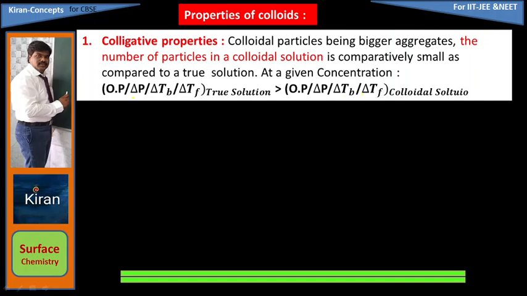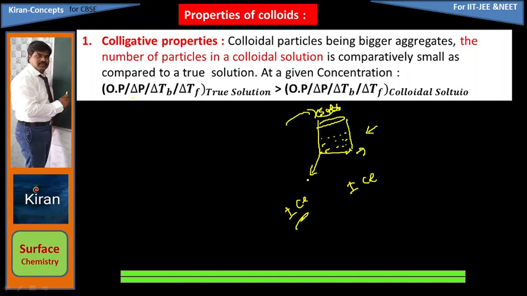Like that, the freezing point also decreases when you add NaCl. You know this general example very well. Water becomes cool, and after freezing you will get ice. When you add a little bit of salt, it takes longer to get ice. It means the freezing point decreases. The true solution freezing point is somewhat high. When you add colloidal particles, the freezing point is decreased. So there is a comparison between true solution and colloidal solution.